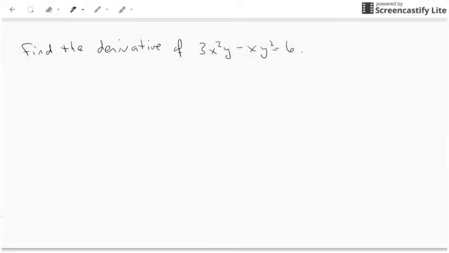Find the derivative of 3x squared y minus x squared y equals 6. Okay, now first of all, I want you to notice that this is a function of both x and y, but notice that we've got a linear value of y here and a quadratic value of y. Now, could I solve for y?